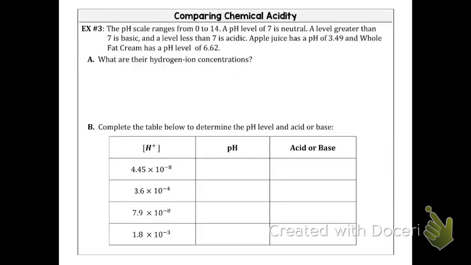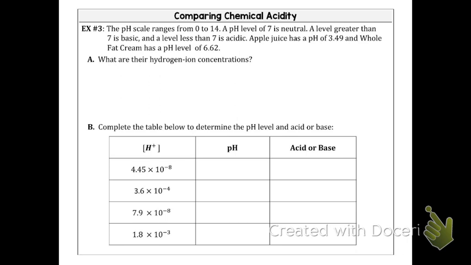All right, example 3. The example 3 here is a little different than the ones that are in your notes. So we're going to do this because I like the table it has after it, and that way we can go ahead and decide using this table. So it just changed the pH level, and it changed the title of the chemical, the stuff that we're looking at. Okay, so instead of being baking soda and vinegar, we're going to be looking at apple juice and whole fat cream. All right, so example 3 here says the pH scale ranges from 0 to 14.